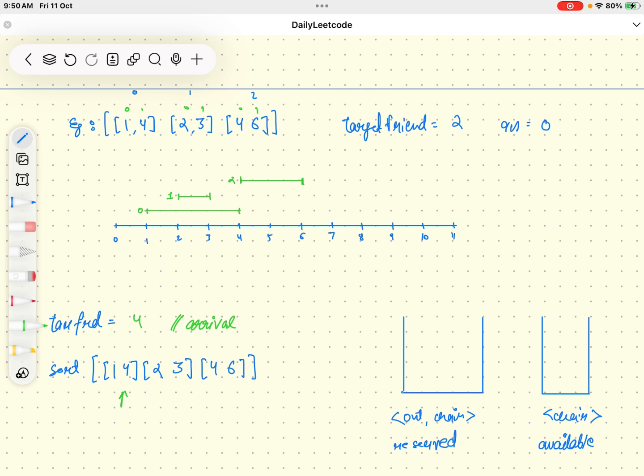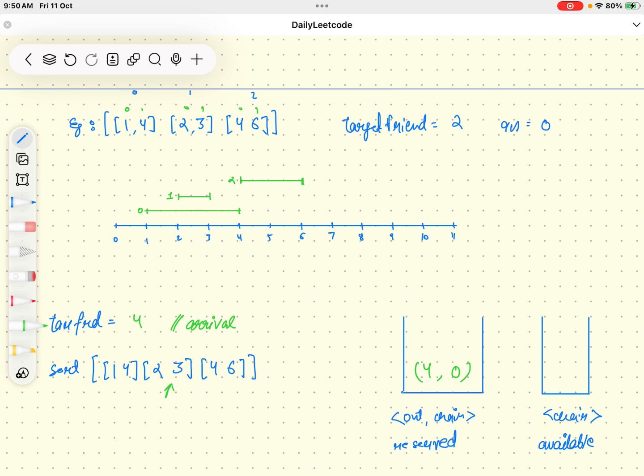No, there is no seat available. We will provide him one seat. So chair number 0 will be assigned, and the chair number will be assigned according to the reserved dot size. So we will provide him a seat, and we will keep track of when he is gonna leave. And then my second friend will arrive.